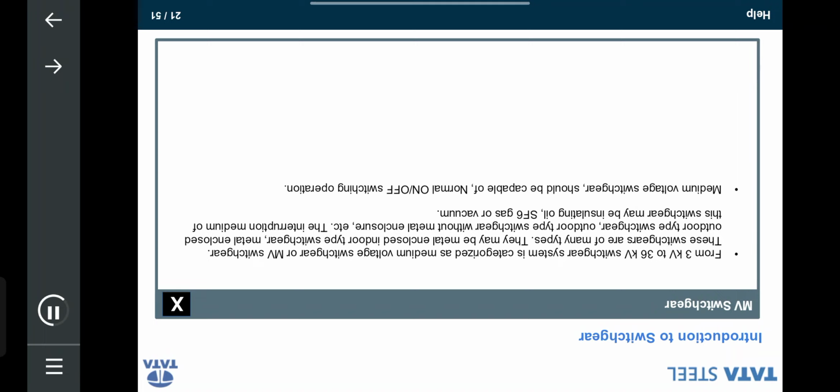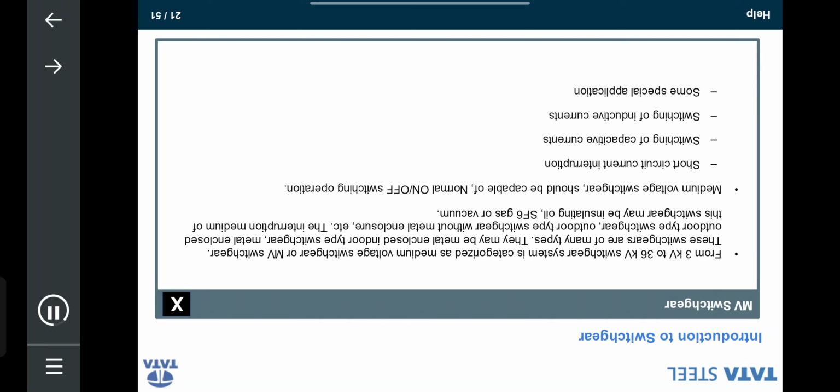Medium voltage switchgear should be capable of normal on or off switching operation, short circuit current interruption, switching off capacitive currents, switching off inductive currents, and some special applications. All the above mentioned functions must be carried out with a high degree of safety and reliability.